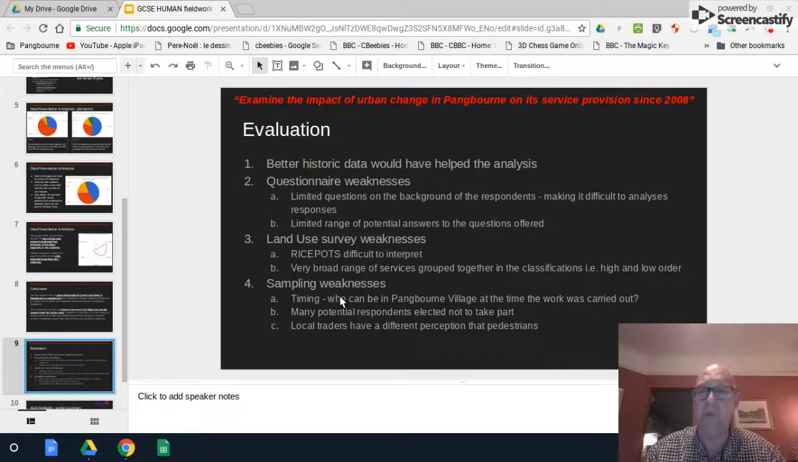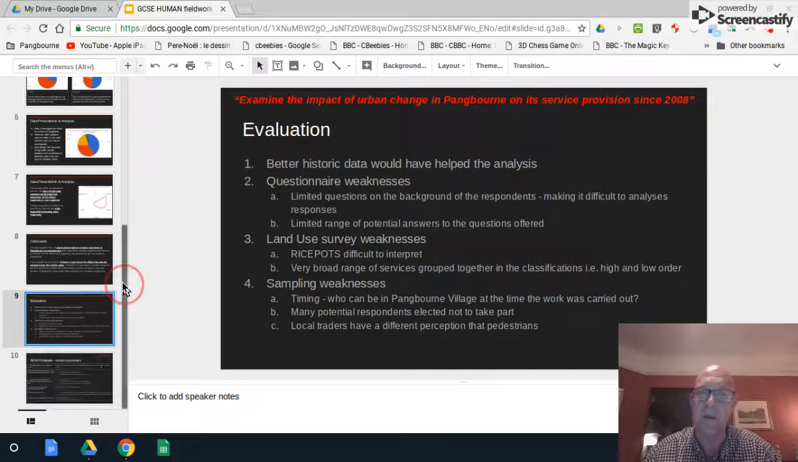And finally, sampling weaknesses, the timing. Who's in Pangbourne Village at that time of the day? Are you going to get a certain, let's be generous, age sector that are there being questioned, so to speak? Many respondents elected not to take part. Some of you told me about those that you scared and they ran away. Some others were fed up because you were the third group in and they'd already answered the questions once. And also, those of you who mixed in the local traders and the pedestrians would have got very different perceptions, and we didn't subdivide those in our analysis.